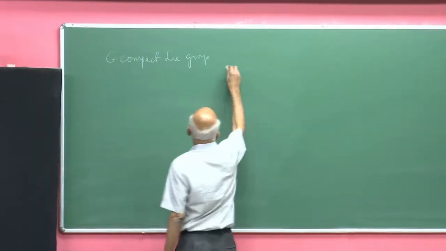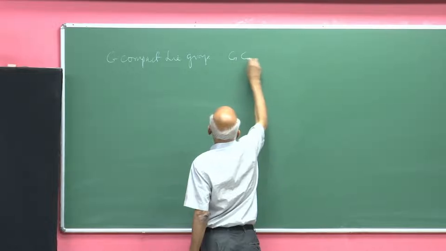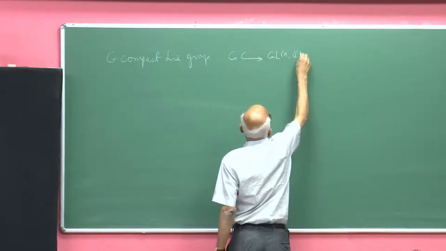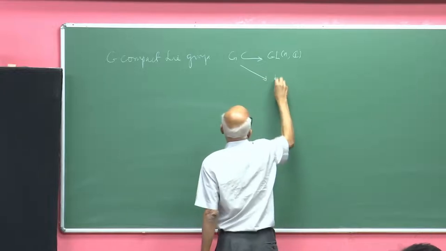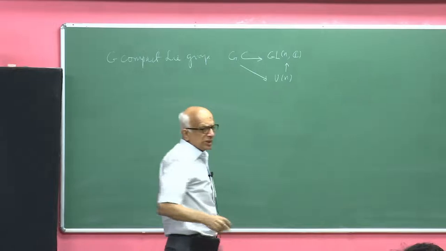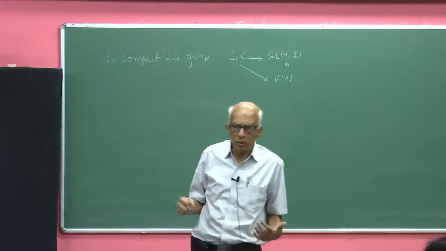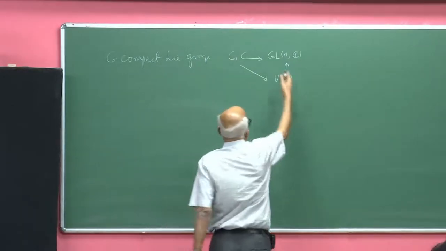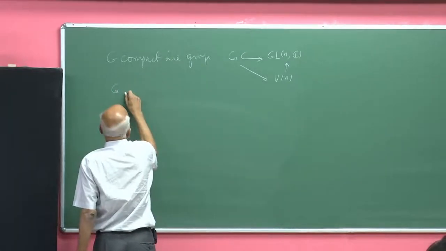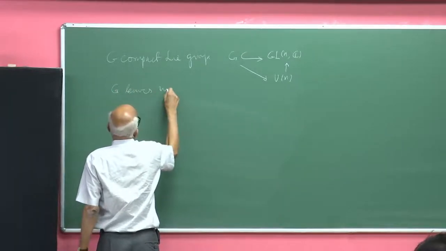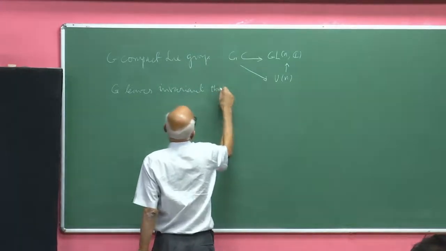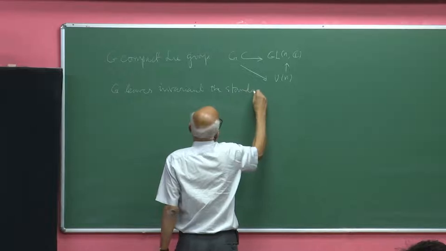So one knows that G admits a faithful representation in some GL_n(C). In fact, one knows it goes into the unitary subgroup of GL_n(C), which means that G leaves invariant an inner product on C^n. We can assume that G leaves invariant the standard inner product on C^n.